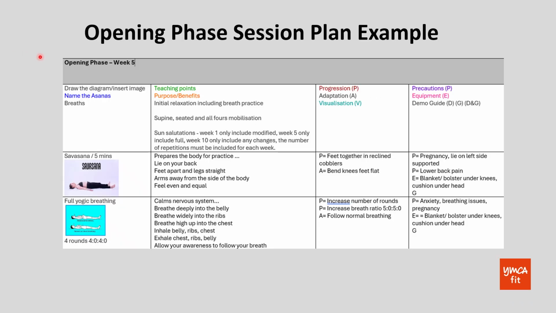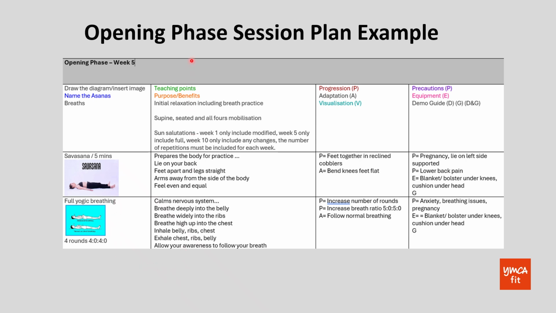So here we have an example of a completed or part of a completed opening phase session plan. So you have your 4 columns here that we've filled in, the 4 headings that we've just gone through. So this enables you to see what part of a finished lesson plan would look like. So again, in the 1st column here, we've drawn the diagram, we've named the asana, and if it has a counter posture, it's not always necessarily going to have a counter posture. The amount of time, so I've done that here for 2 postures.